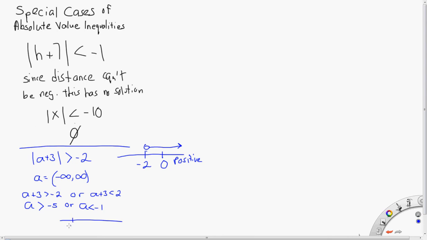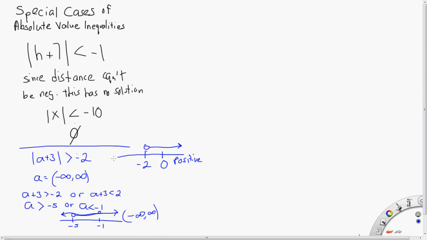Number line, negative 5. So a is strictly greater than. And then for the negative 1, it's right here. And since it's an or, it's both of them. It doesn't have to be the and, it's the or, so either one. So that's why you can get negative infinity to positive infinity.